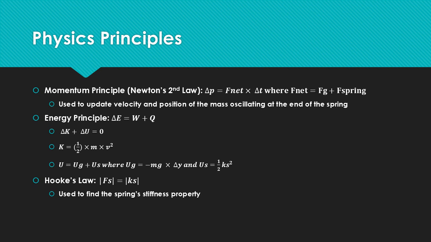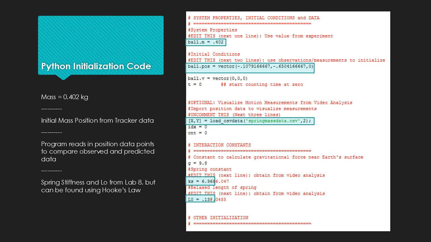Here you will see some physics principles at work in this lab. The momentum principle is used in the position and velocity update equations. The energy principle is used in finding the system's kinetic energy, gravitational potential energy, and spring potential energy. On a more basic note, Hooke's law is used to define spring properties such as its stiffness.